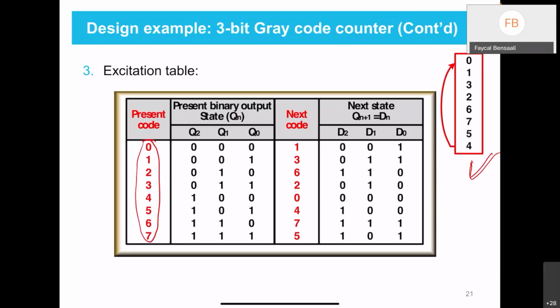Now, next, we go from 0. If we are in 0, what is the next state according to this one? Next state should be 1. If we are in 1, what is the next state? Next state is 3. If we are in 2, what is the next state? The next state is 6. If we are in 3, what is the next state? The next state is 2. So I'm just following this sequence here.